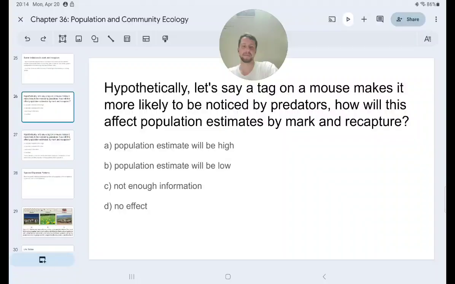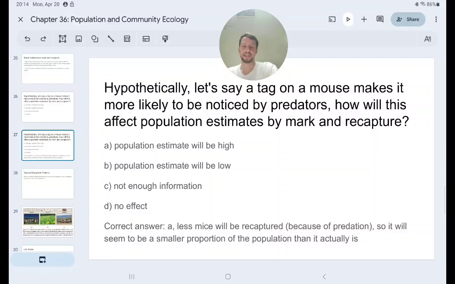So let's test your understanding. Hypothetically, let's say a tag on a mouse makes it more likely to be noticed by predators. How will this affect population estimates by mark and recapture? Go ahead and take a minute to think about it. Hopefully you took a minute to think about it. And you should say, A, less mice will be recaptured, so it will seem to be a smaller proportion of the population than it actually is because the recapture rate is too high.